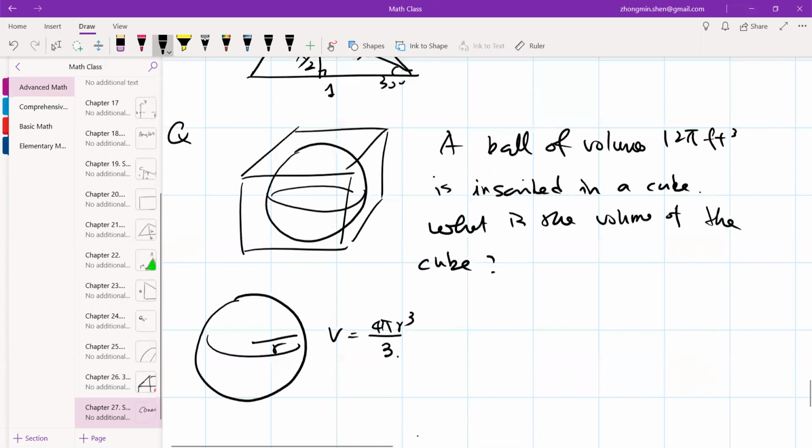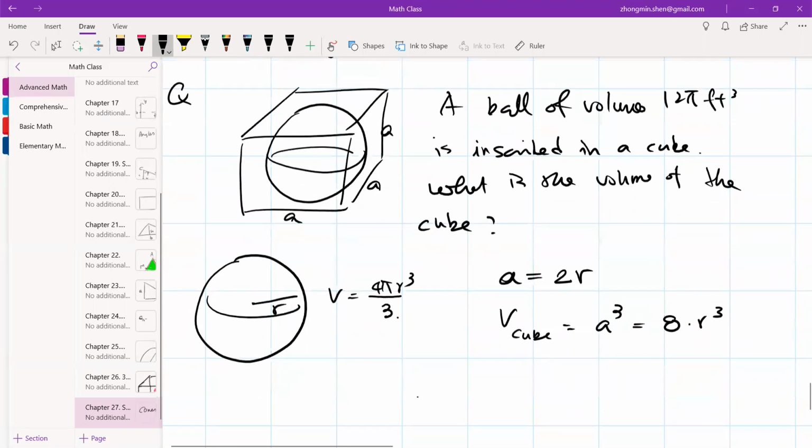Okay. So what are we going to do, right? You look at the edge length of the cube. The edge length of the cube is going to be double the radius. Clear? Double the radius. Because the ball is inscribed in the cube. That's all you need. Then the volume of the cube is going to be a cube, so it's going to be 8 times r cubed, right? So you have to find r cubed. You don't need to find anything else.